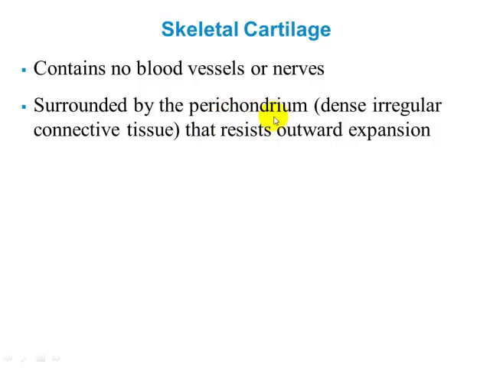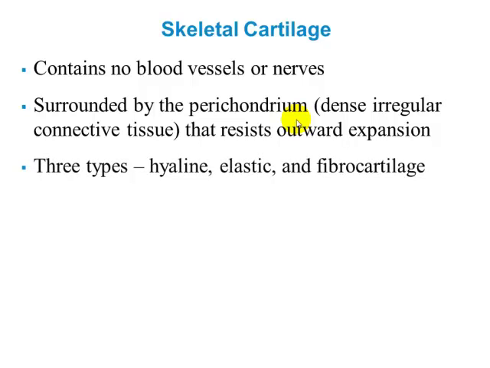Right? So the perichondrium, this is going to be a really important way the word is put together. We're going to see many things like this. Peri means surrounding, chondry, cartilage, and the ium is a covering of. What we have here is a dense irregular connective tissue, and that's going to resist outward expansion. This is going to be important in how we see cartilage actually growing.